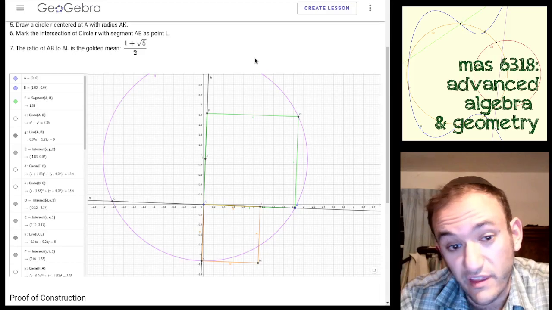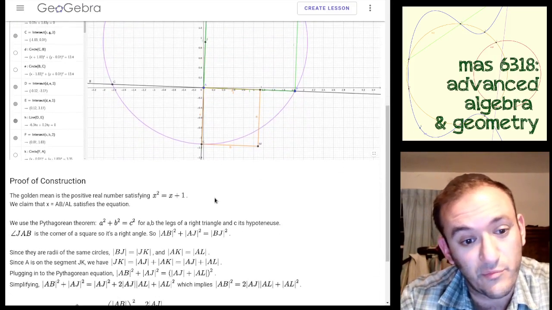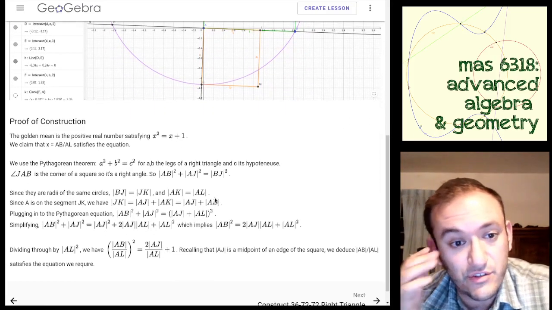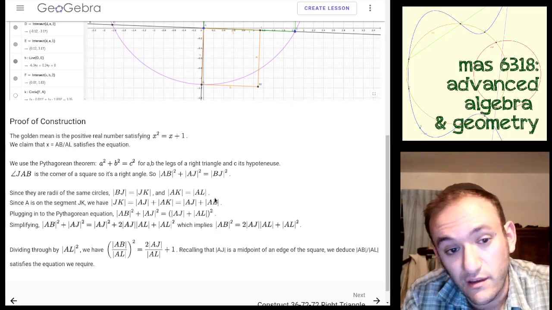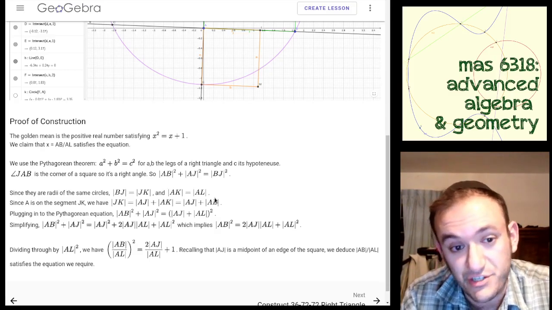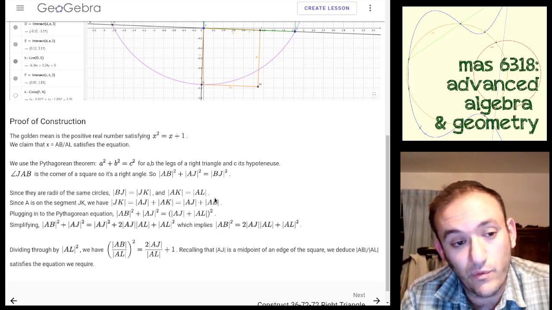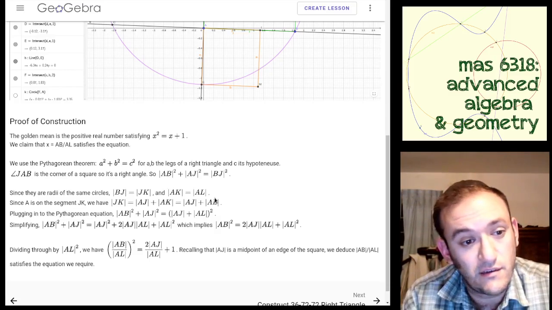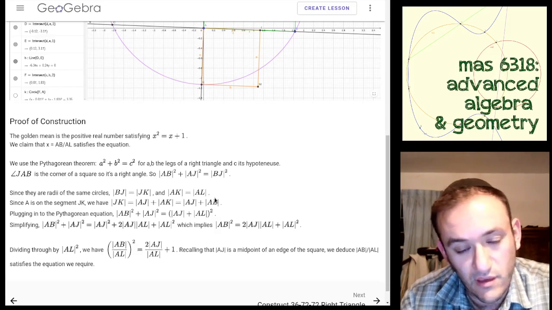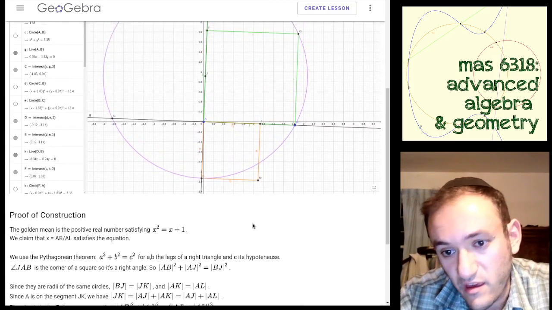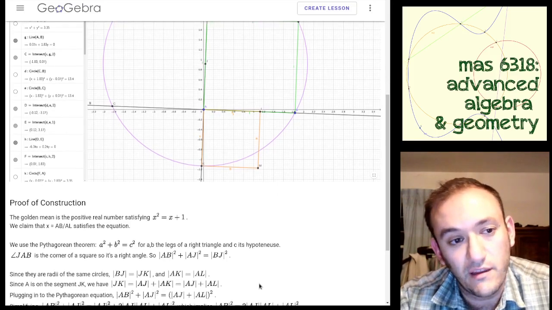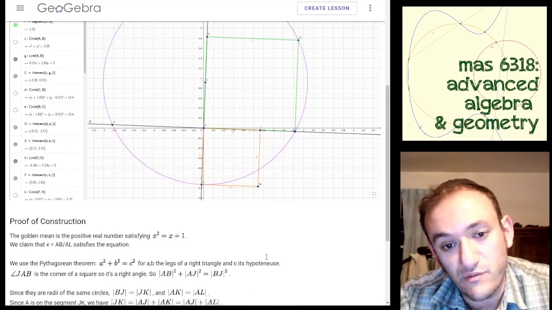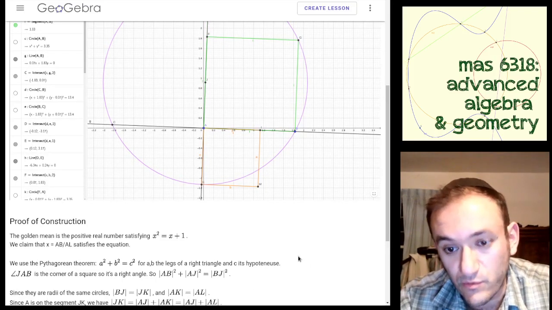To persuade yourself that this construction works, I've written out a proof here, and the idea is just to show that the ratio in question satisfies the polynomial relation x squared equals x plus 1, which the golden mean satisfies. It's relatively simple, just applying the Pythagorean theorem and figuring out which lengths are equal to what. But once you finish up, you see that this ratio is indeed equal to the golden mean.